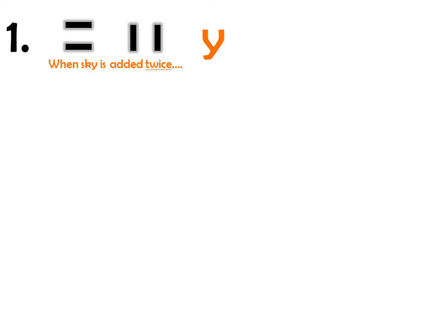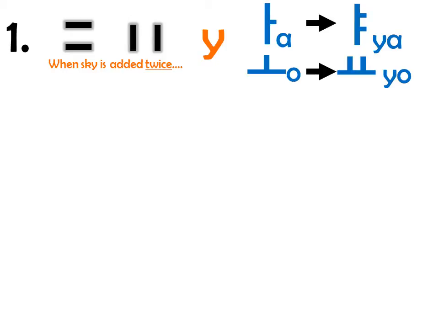So, rule number 1. When there are 2 small strokes, the sky strokes, which used to be a dot, if there are 2 sky strokes, then just remember Y. So A becomes ya, O becomes yo, something like that. Okay, just remember Y when there are 2 short strokes.